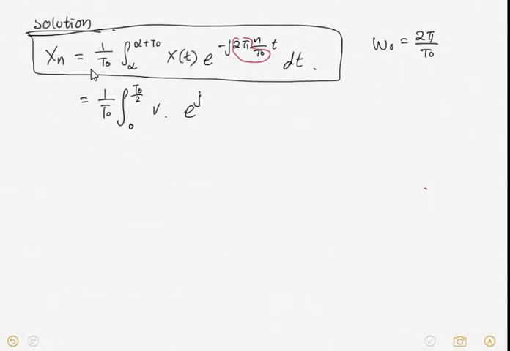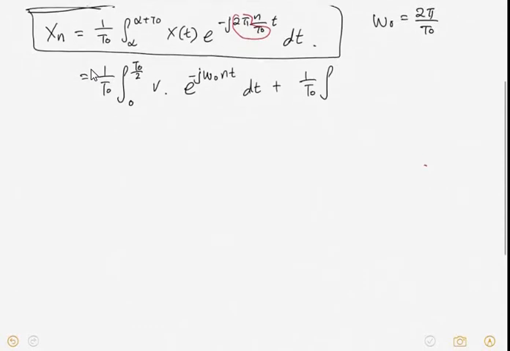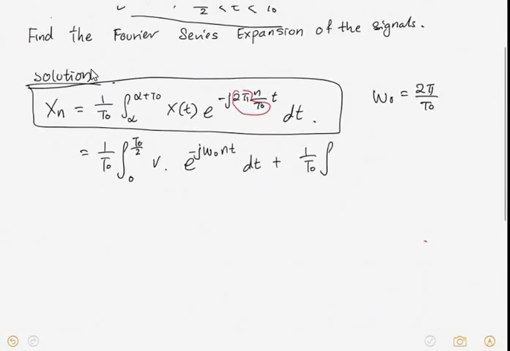Okay, so I have e to the minus j omega naught n t dt, plus 1 over T naught times the negative V, from T naught over 2 to T naught. So I have T naught over 2 to T naught, and then the amplitude is minus V, and the exponential e to the minus j omega naught n t, dt.